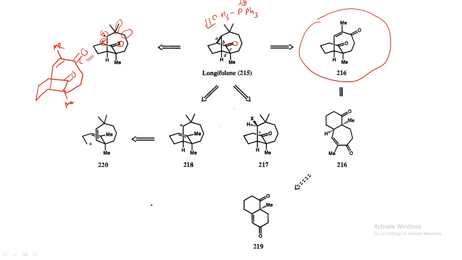What are the other approaches? We need to connect these two things, right? So here we can think of a positive charge like this, followed by keto. 217 is also a good option. So 216, 217 we can consider. And here another thing is shown also, like semi positive charge, and here this L.